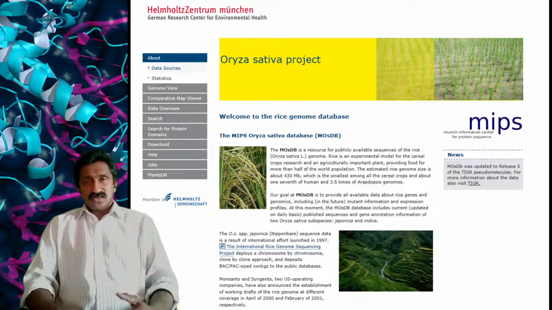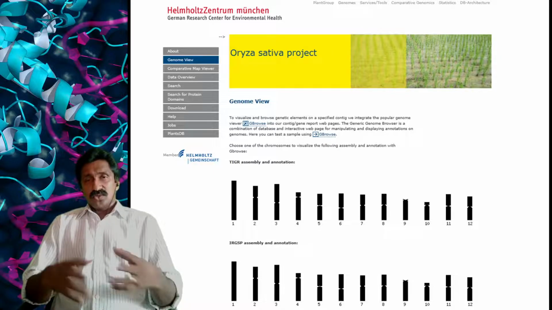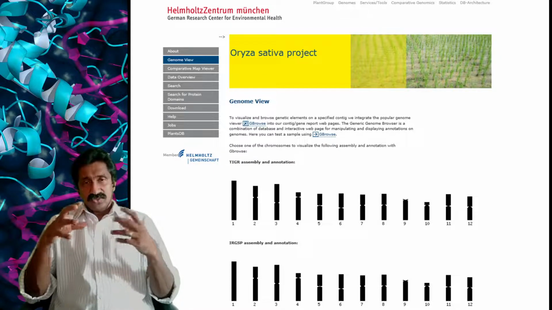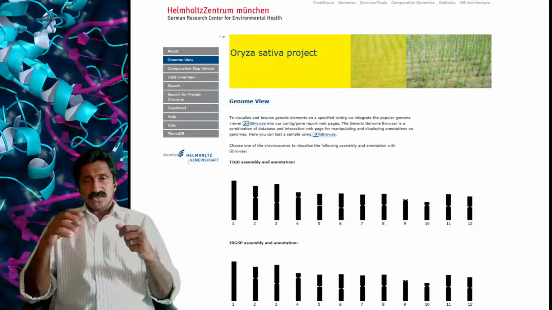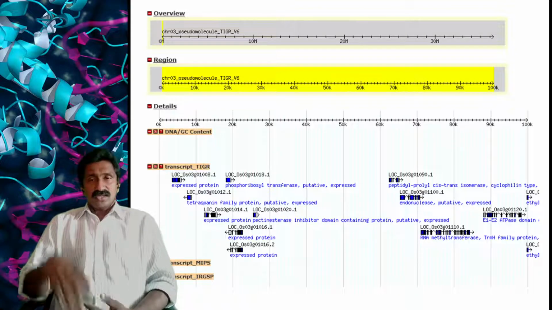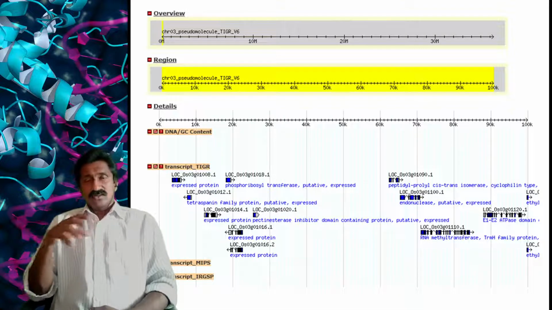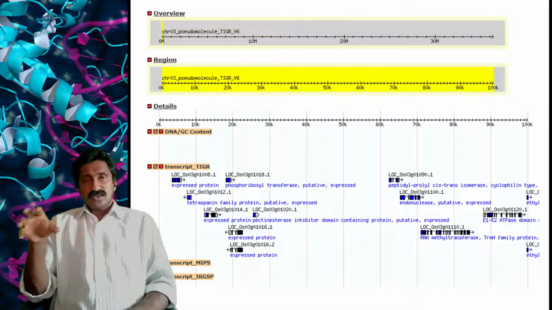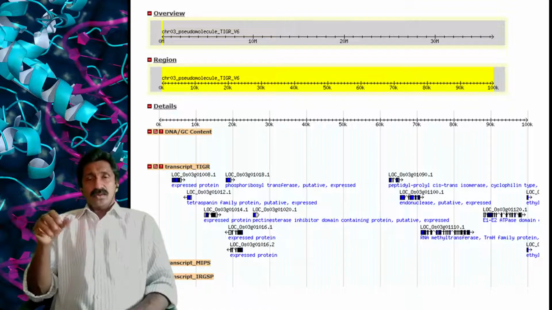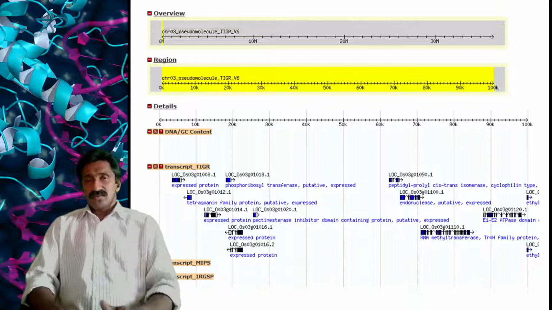That's the Oryza sativa database, in which you have a graphical representation of all the genes, all the chromosomes which are present, and you can access and browse the information on the different genes and locations, or the loci, in the concerned chromosome with a graphical browser. So this is possible with MIPS.